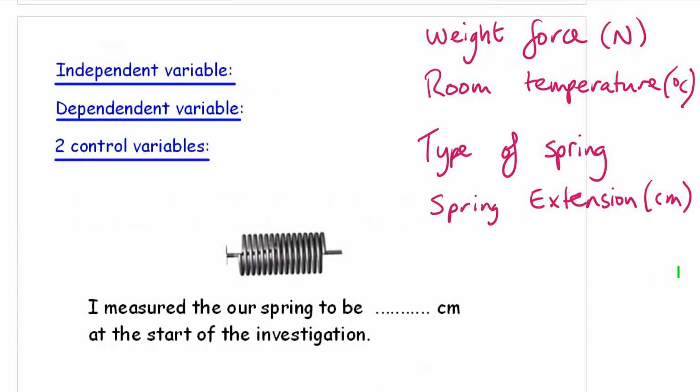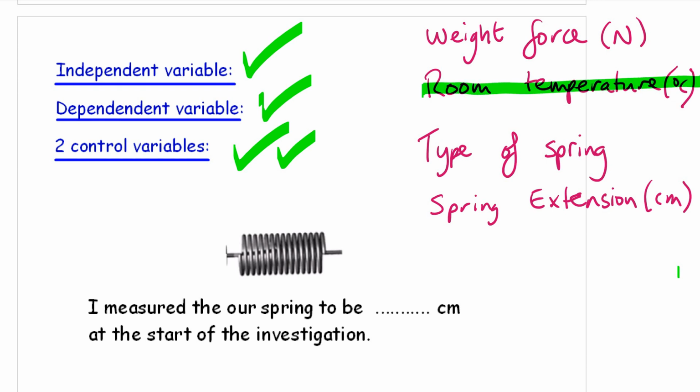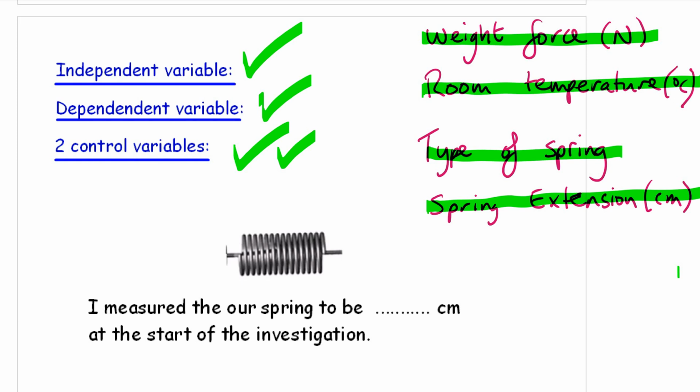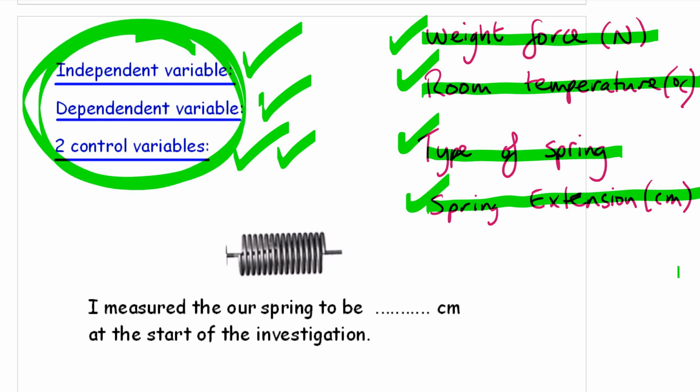Can you identify the independent variable? That's the variable that we change. The dependent variable, that's the one that we measure. And 2 control variables. These are variables that we must keep the same in order to make the results valid and fair. So here are your 4 options. We've got room temperature in degrees C. We've got the weight force in newtons. We've got the spring extension in centimetres and the type of spring. These 4 need to be placed next to the correct variable.